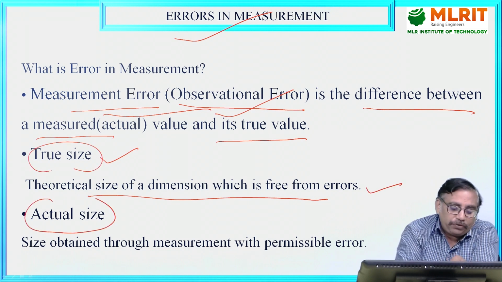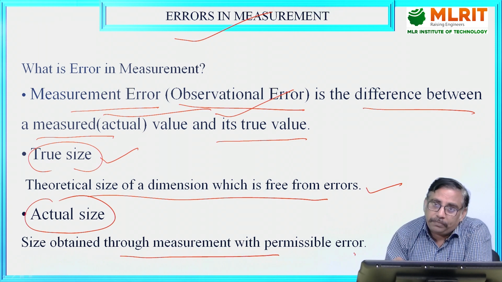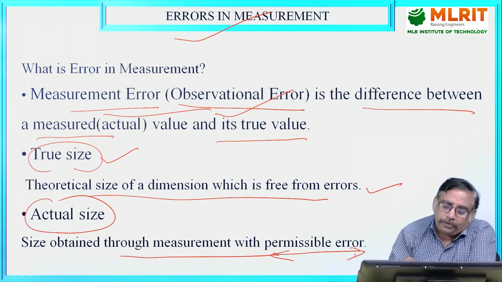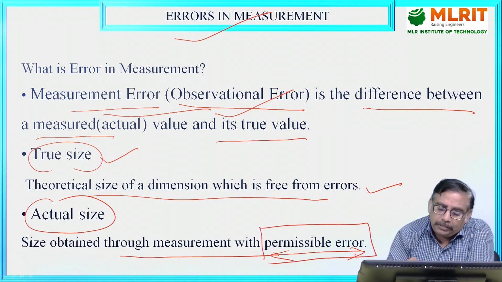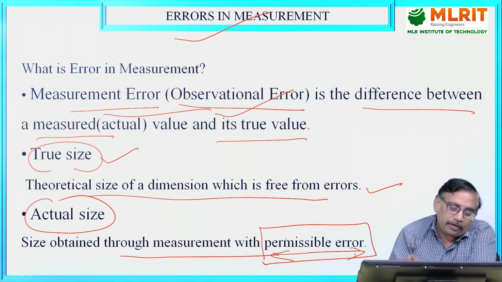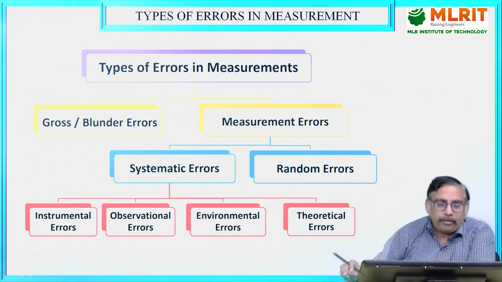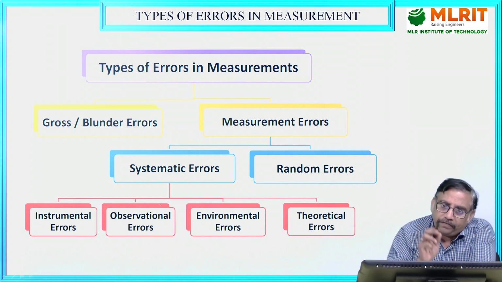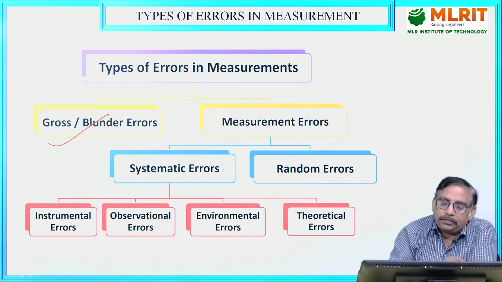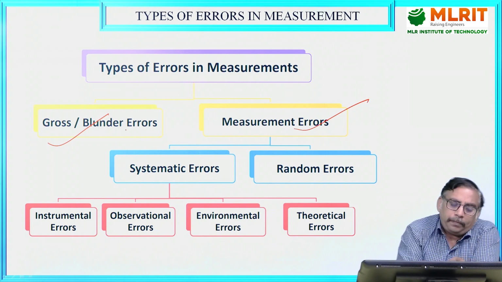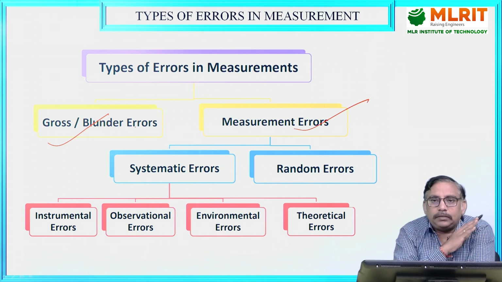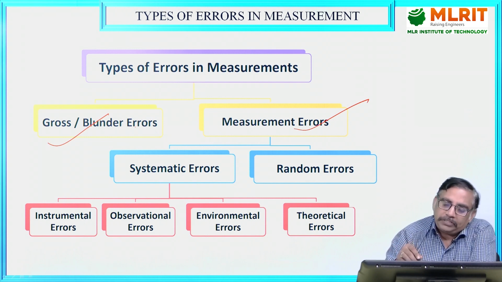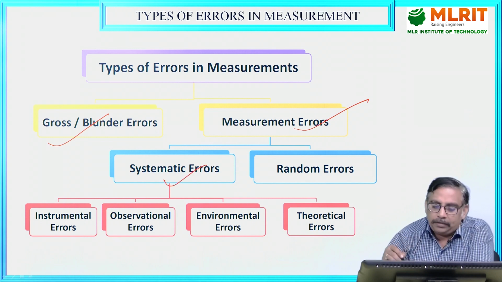Coming to actual size, it is obtained through a measurement with permissible error. For every equipment we manufacture within permissible tolerances. If that tolerance is within the limit, then this permissible error we call the actual size. Types of errors in measurements can be divided into gross and blunder errors, and measurement errors. Gross and blunder errors are totally not acceptable. Further, we may divide measurement errors into systematic and random errors.